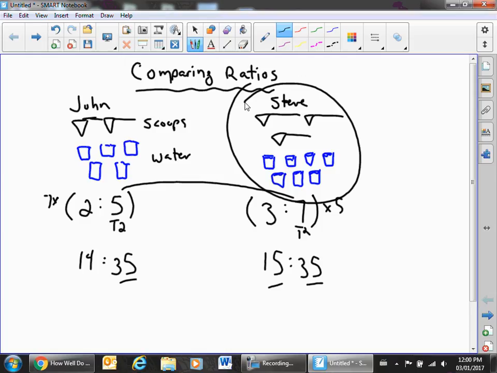Now we can use the other way too by reducing in order to find the same kind of compared ratios. And we'll take a look at that here in a second.